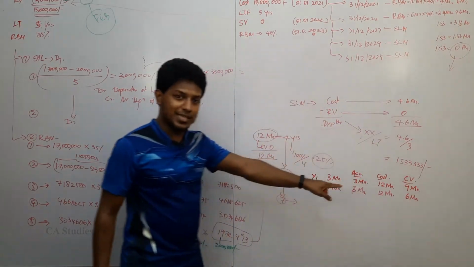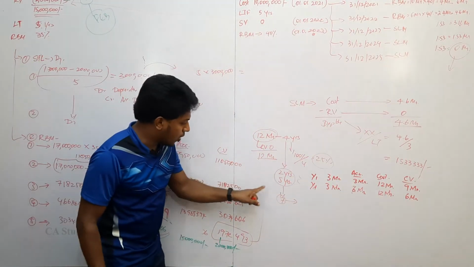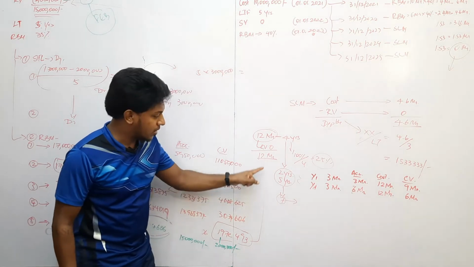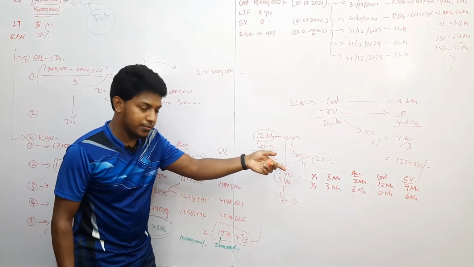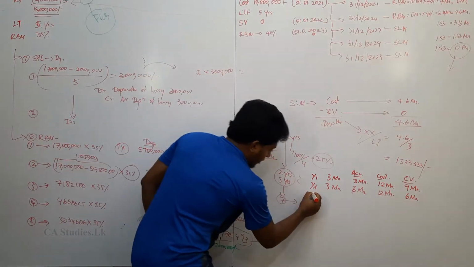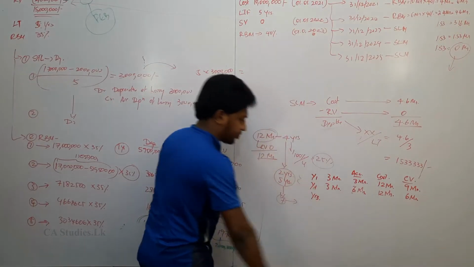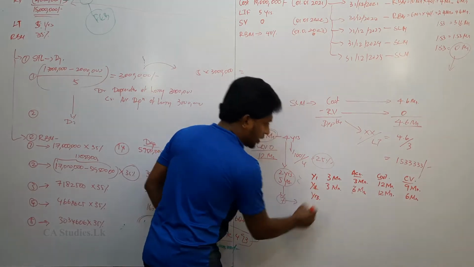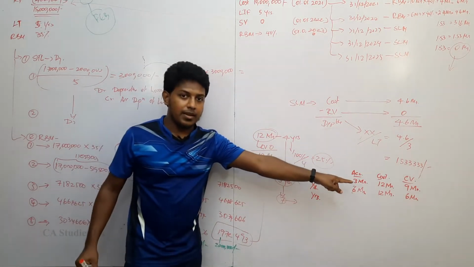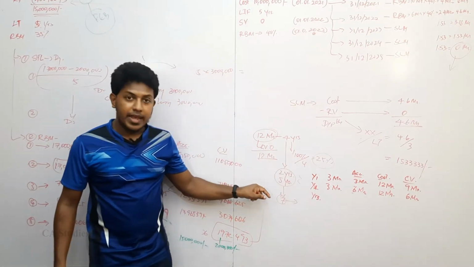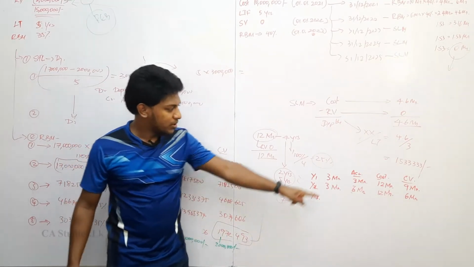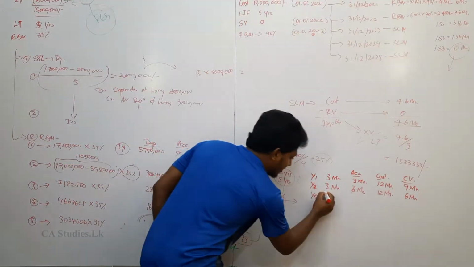Now carrying value is 6 million, right? Extra 5 years added. Now from year 3 onwards, this 6 million balance carrying value should be depreciated over the next 7 years. So 6 divided by 7 from year 3.